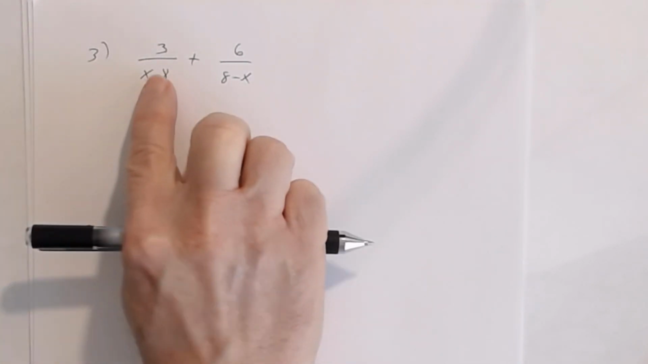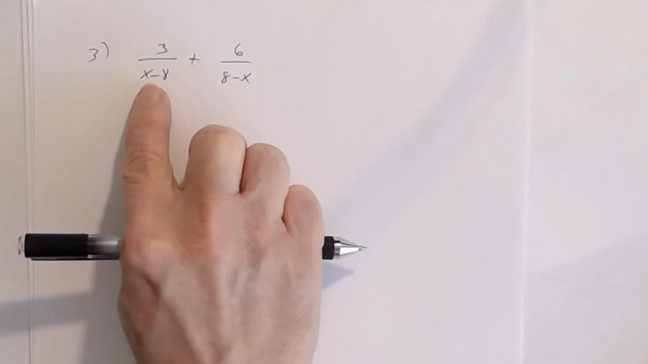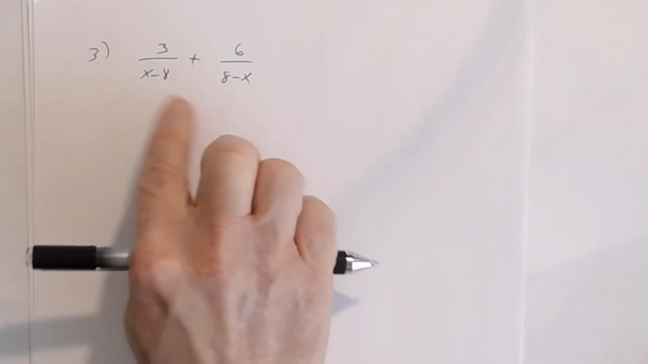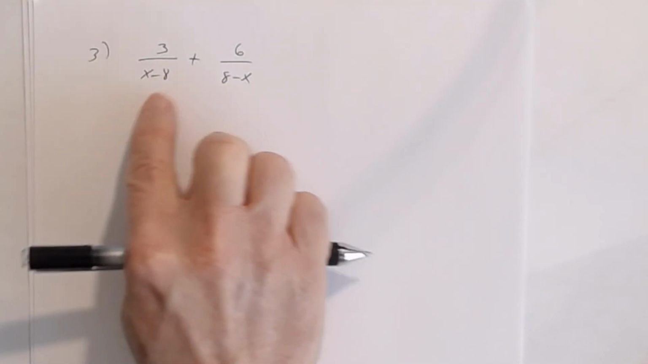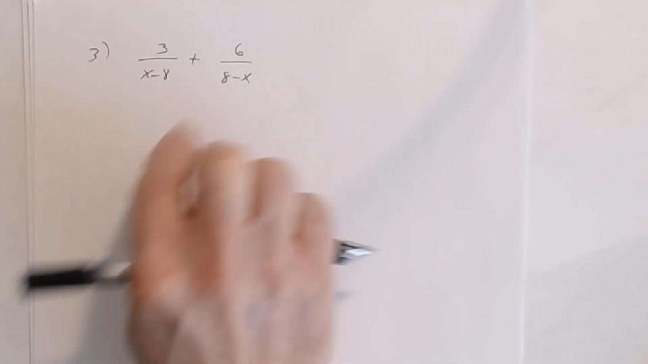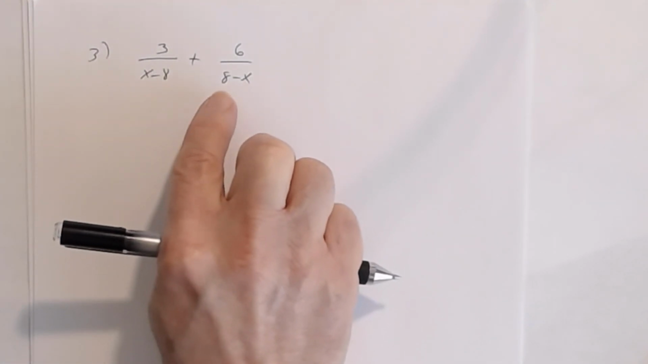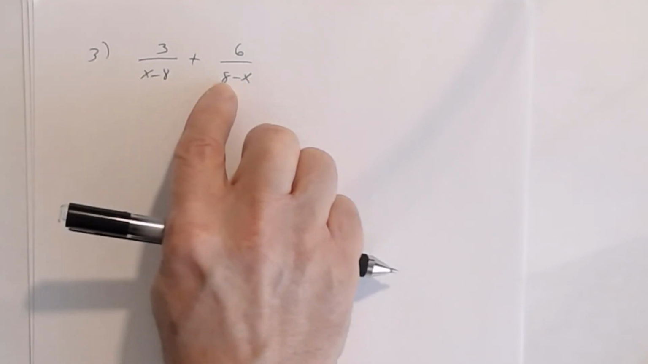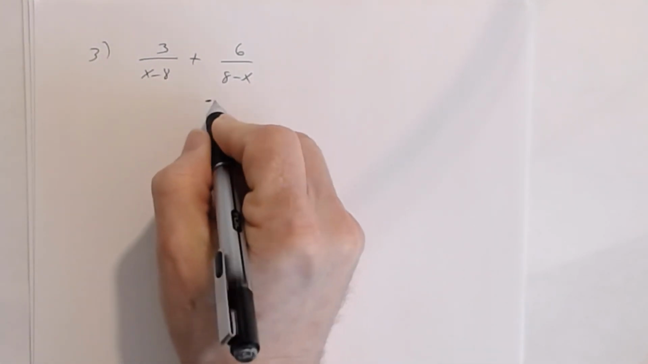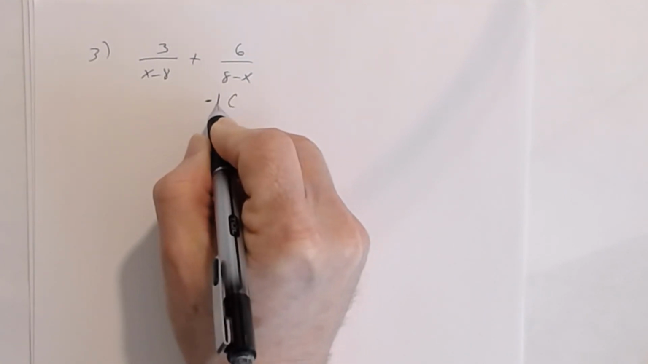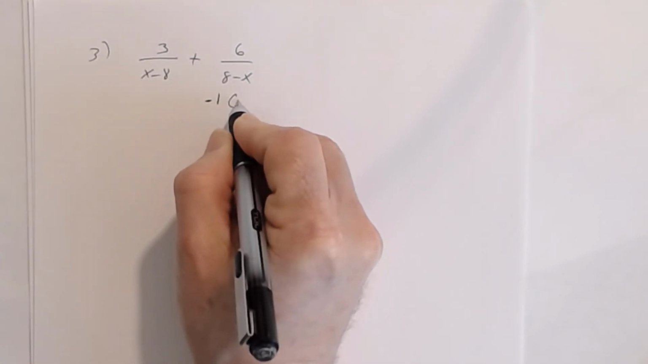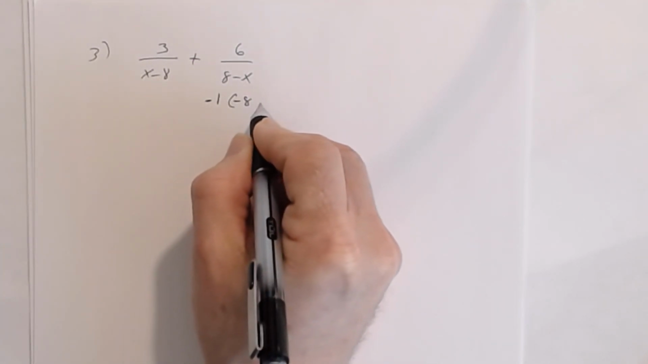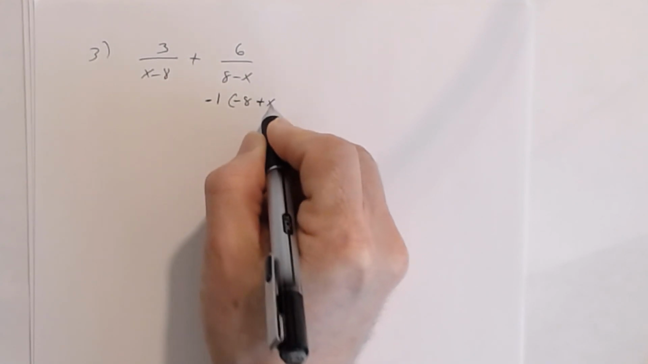I want you to notice that, see these right here? Those are opposites. X minus 8 and 8 minus x are opposites. So that's what you had to recognize. You have to recognize that these two denominators are opposites of each other. So what I could do is, for this one, it doesn't matter which one, but I'm going to do this one, I could factor out a negative 1. So if I factor out a negative 1, I get negative 1 times a negative 8 is a positive 8. A negative 1 times a positive x is a negative x.